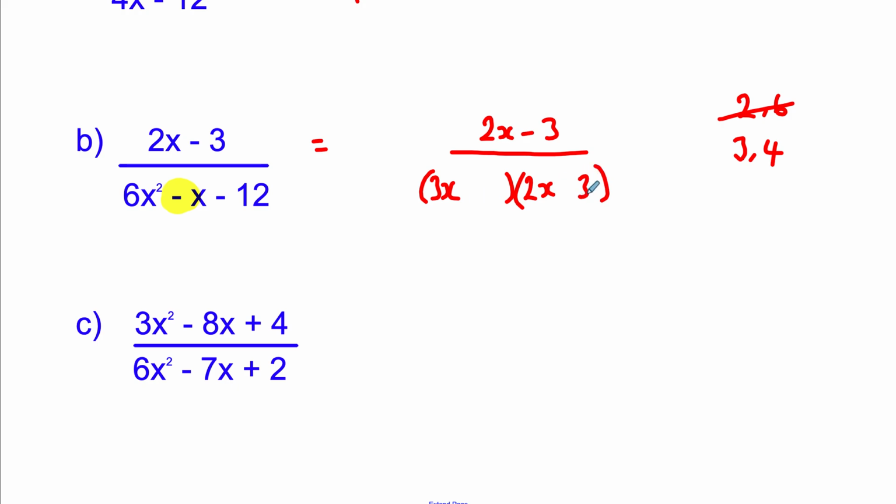So the 3's got to go there, which means the 4 has to go there. Similarly, the 4 wouldn't be able to go here because that would give me a factor of 2, which not all these terms have either. So the last thing to then decide is the signs. I need to make a negative x. Here I've got 12 x's.